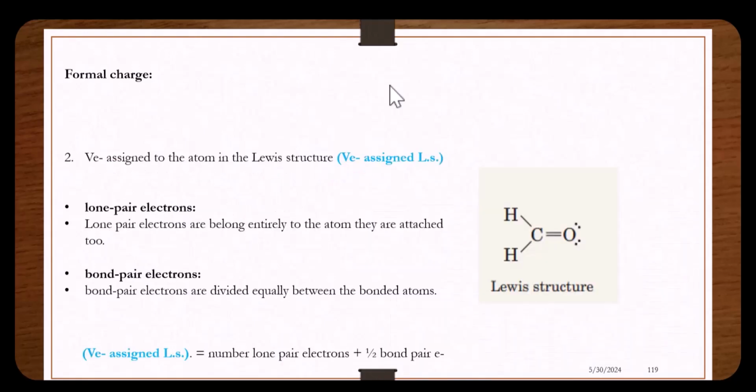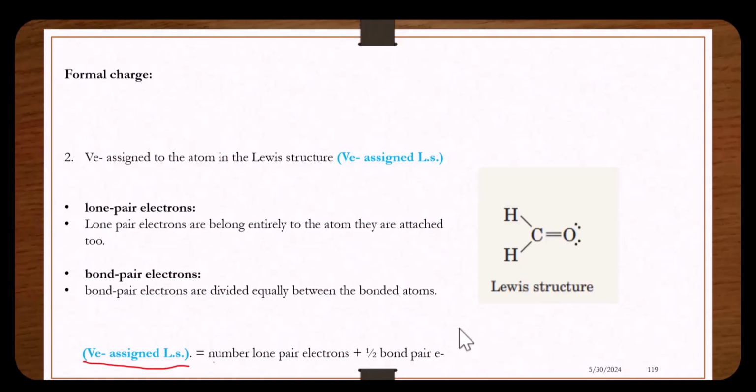The other type of valence electrons we need to know are the valence electrons that are assigned to the atom in the Lewis structure. There are two categories of valence electrons in a Lewis structure: lone pair electrons and bond pair electrons. The lone pair electrons belong entirely to the atom that they're attached to, and the bond pair electrons are electrons in the bond, and they're divided equally between the bonded atoms.